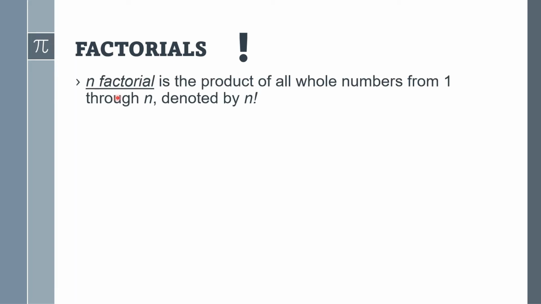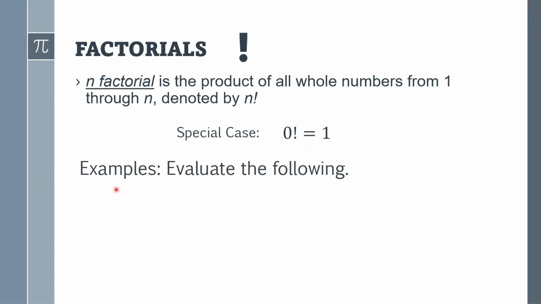When we talk about factorials, this is denoted by this symbol, the exclamation point in English, but in math, this is what we call factorial. N factorial is the product of all whole numbers from 1 through n. This is denoted by n factorial. Now we have a special case to remember, and this is 0 factorial is equal to 1.